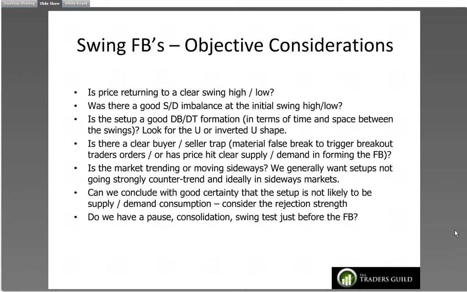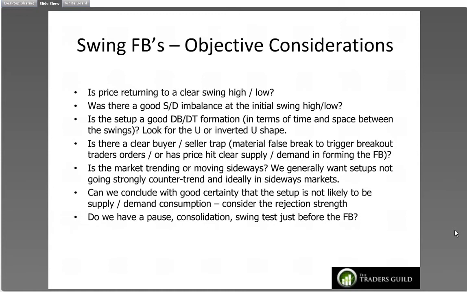Similar sort of thing for swings. You want a very clear swing high, swing low. Was there good supply demand imbalance at the initial swing high, low? Did it leave with good momentum? Does it have that good visual double bottom, double top look to it, either the V or the inverted V? You want clear space between the swings. I don't want price going back in a couple of bars. Why? Because there's no chance for orders to get built up. You want a chance for orders to get built up at that swing.